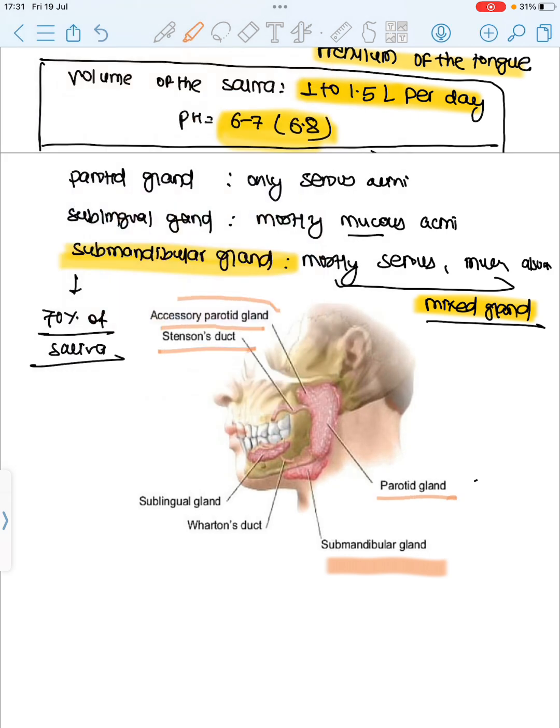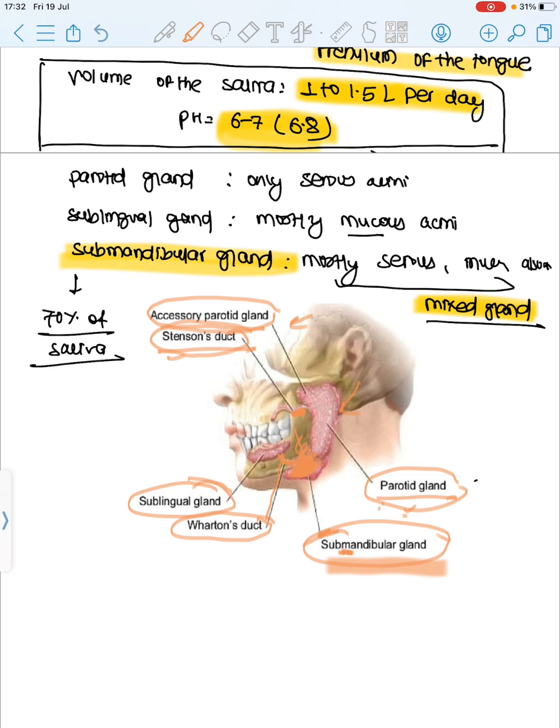This is the accessory parotid gland, which is also a part of the parotid gland, but it has a different blood supply. The Stenson duct is the duct of the parotid gland. The parotid gland lies just below the ear. The submandibular gland lies on the inner side of the ramus of the mandible. Wharton's duct is the duct of the submandibular gland, going from here. Stenson duct is the duct of the parotid, and the sublingual gland has the ducts of Rivinus.